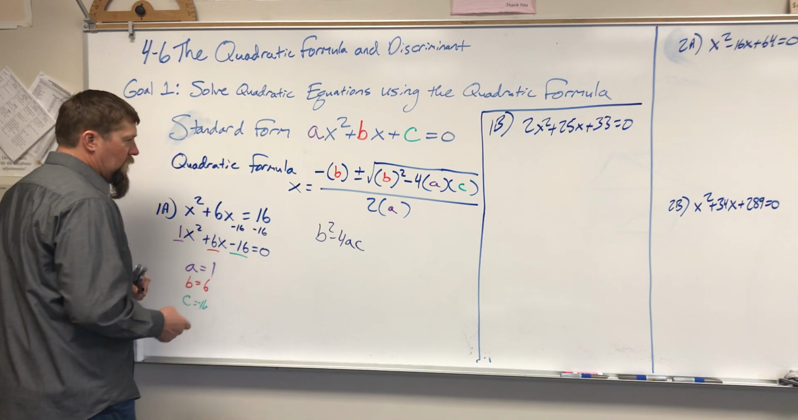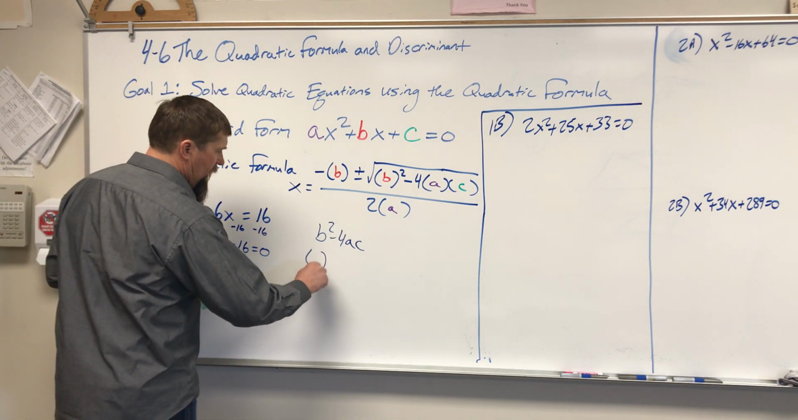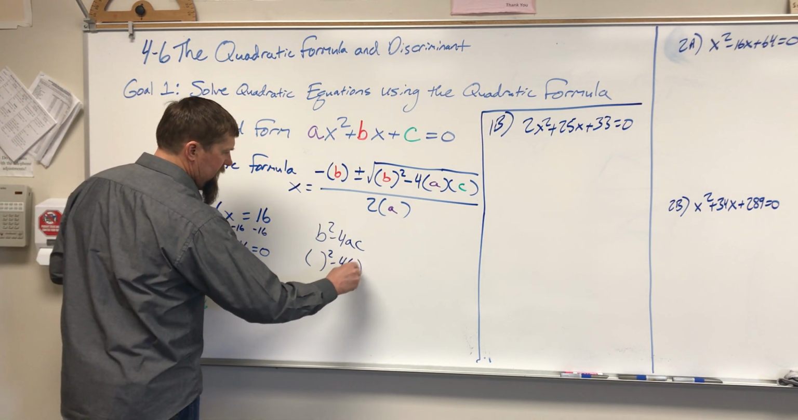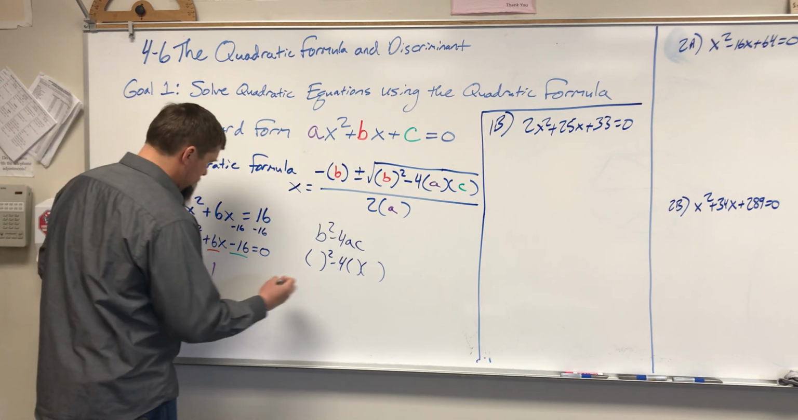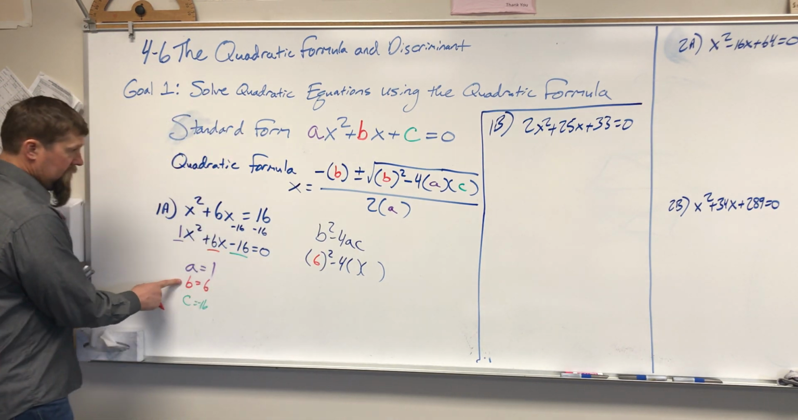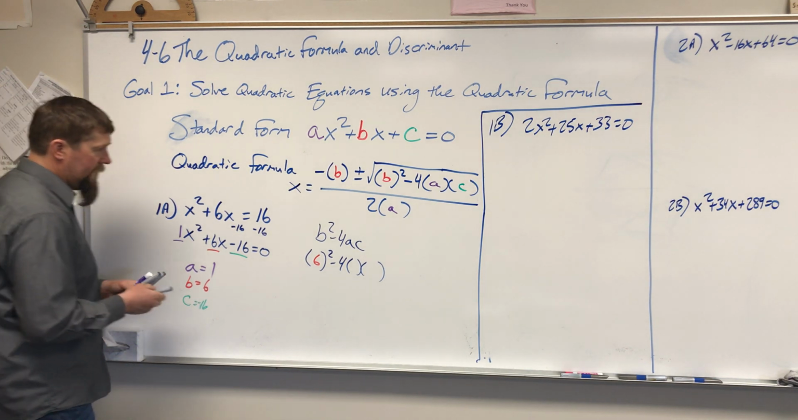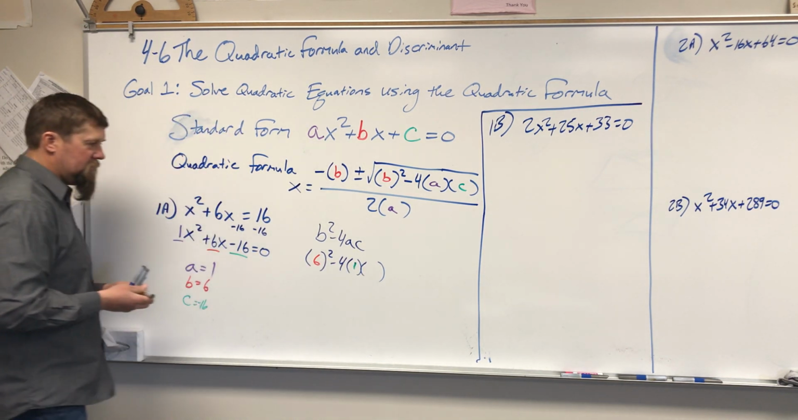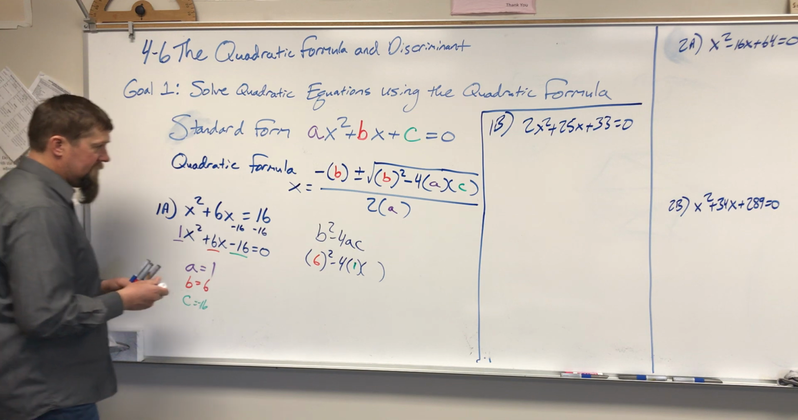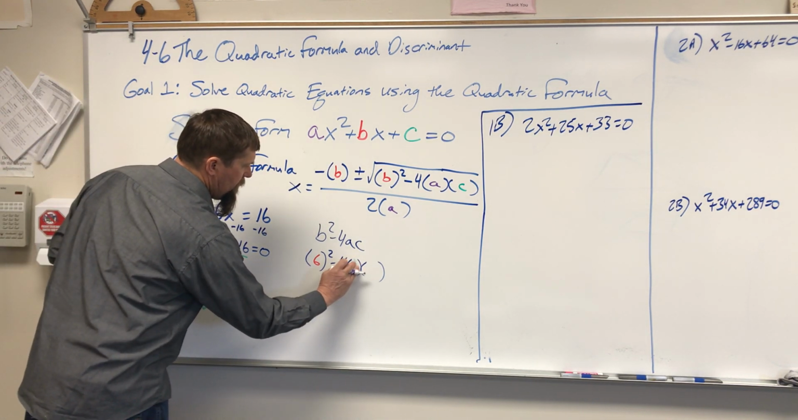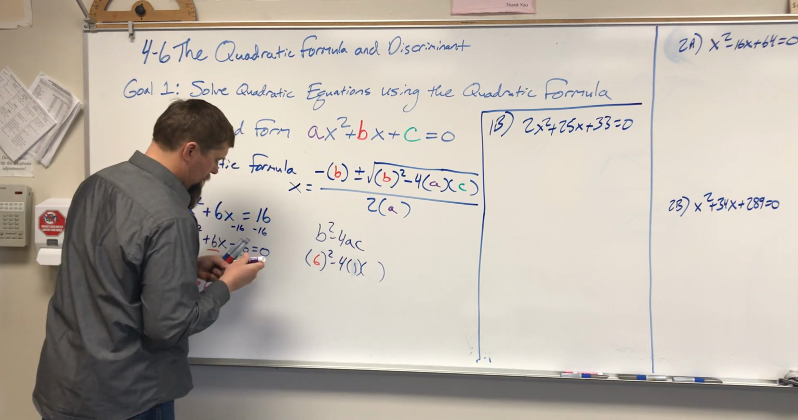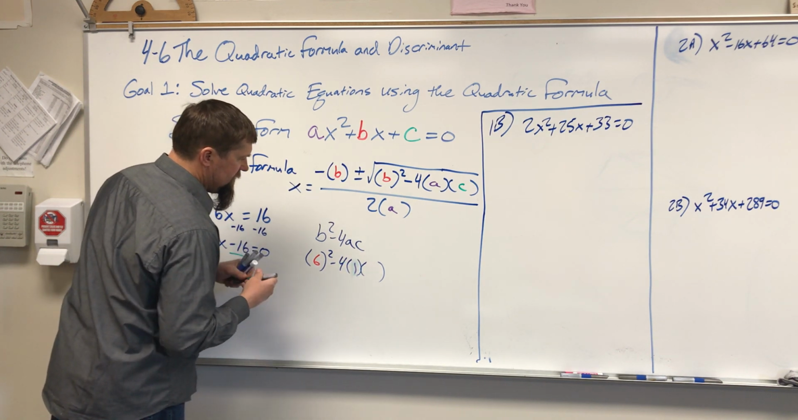Okay, so in this situation, I have b squared minus 4 times a times c. So I am going to plug in. My b is 6. I'm going to plug in a is 1. And I always do this, just make sure. And c is negative 16. Oops, I put the wrong color. And c is negative 16.